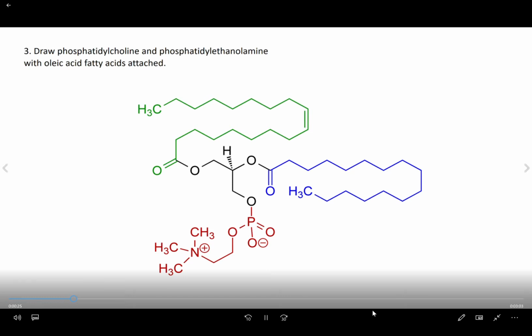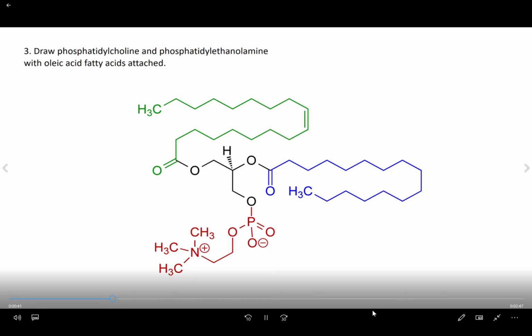Phosphatidylcholine and phosphatidylethanolamine are members of the glycerophospholipid family. This family is going to have a glycerol backbone, 2 fatty acids, a phosphate, and a head group.